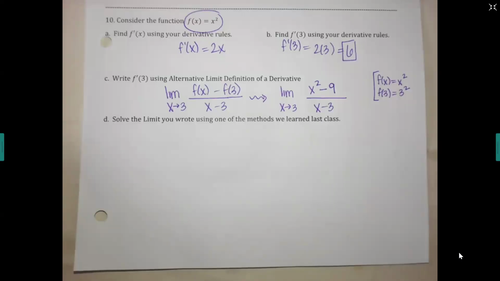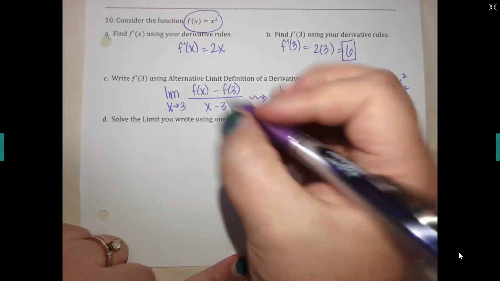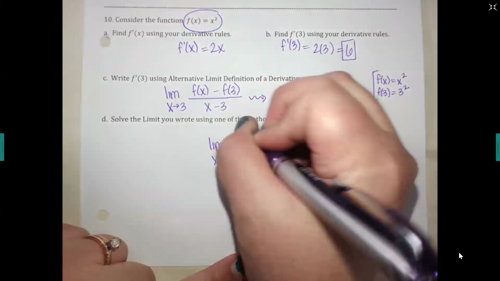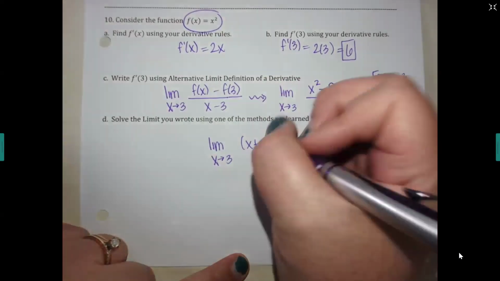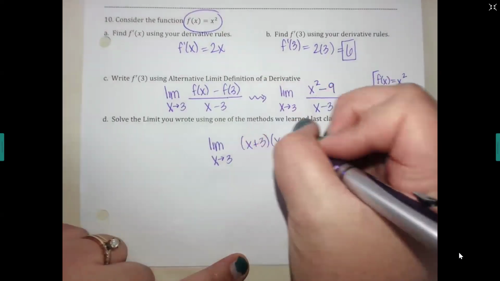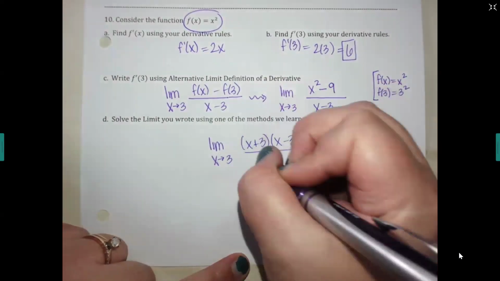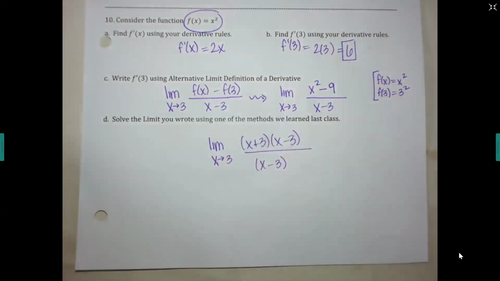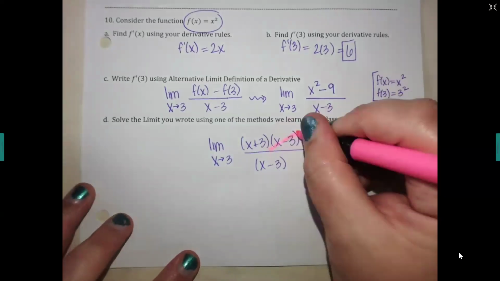Factor cancel. How can I factor the top? Plus or minus 3? What is the bottom? Just x minus 3. Still, it's minus. And then after I factor the top, remember the name of the method is factor what? Cancel. Very good. So I can cross out my x minus 3's.